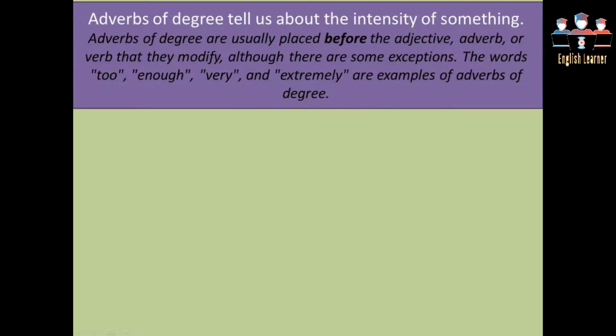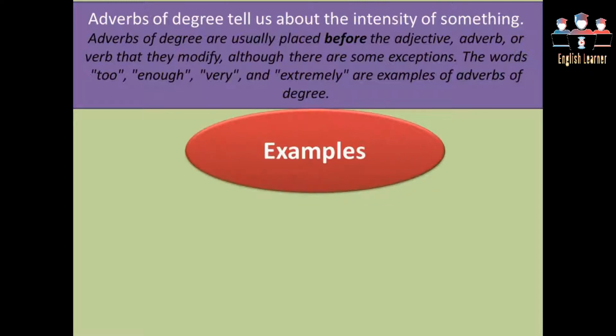So students, adverb of degree actually tells us about the intensity of something. Adverbs of degree are usually placed before the adjective, adverb, or the verb that they modify. Although there are some exceptions, we are going to deal with them as well. The words too, enough, very, and extremely are the examples of adverb of degree. Now let's see their examples used in a sentence.